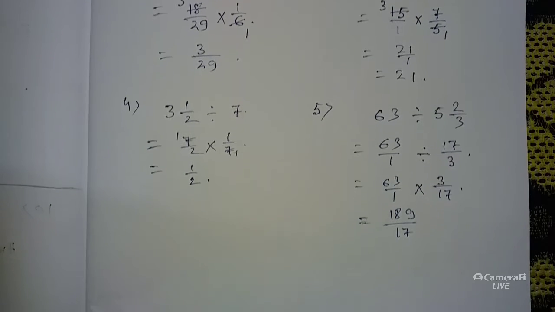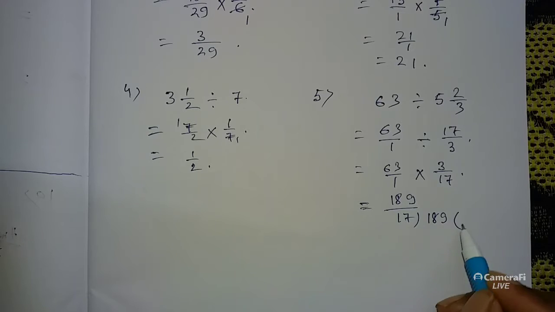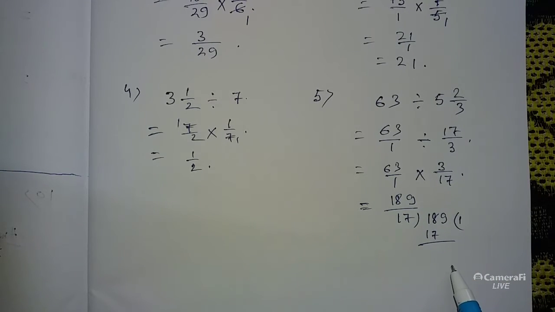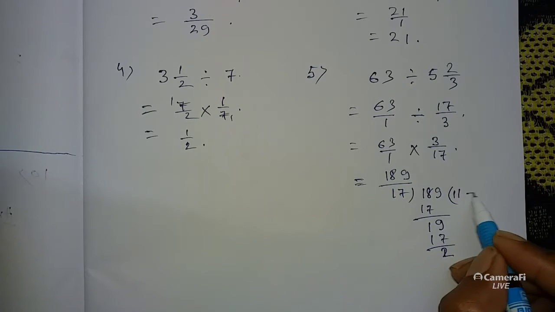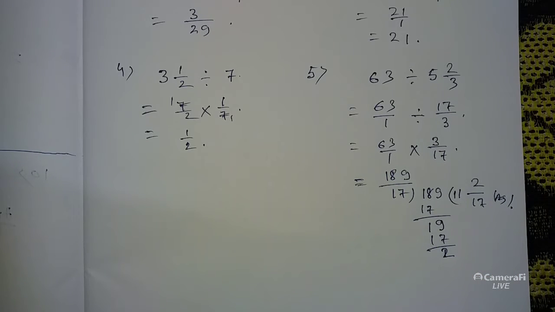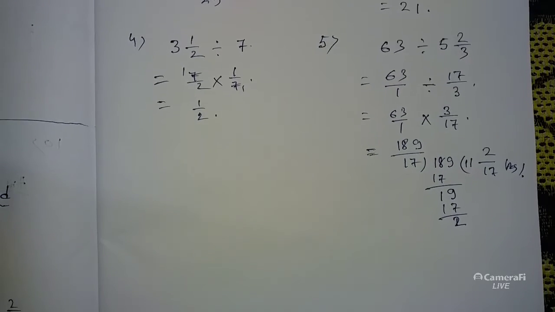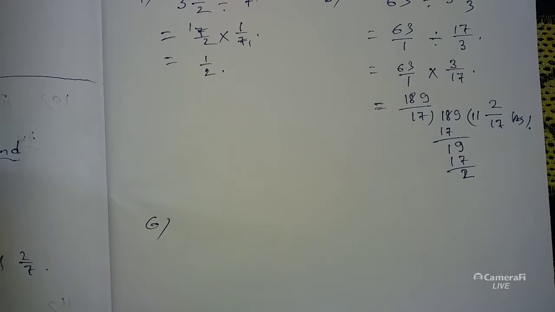We can convert it into a mixed fraction. 17 ones are 17, 17 elevens are 187, and 2 is the remainder. So we get 11 whole 2 by 17 as our answer. Okay. Now suppose we have to divide a fractional number with a fractional number.